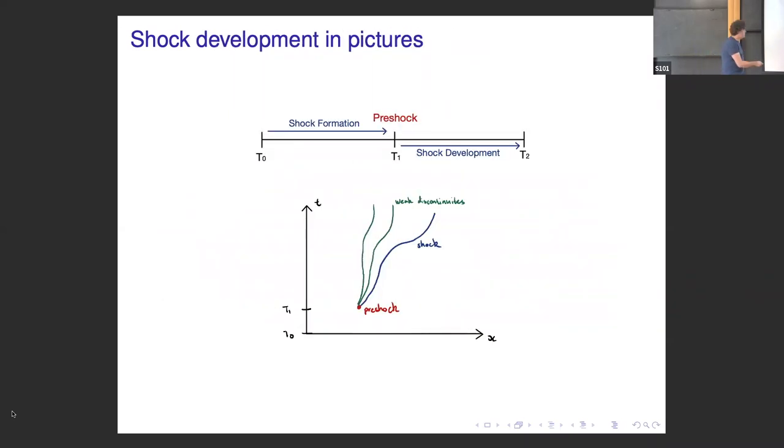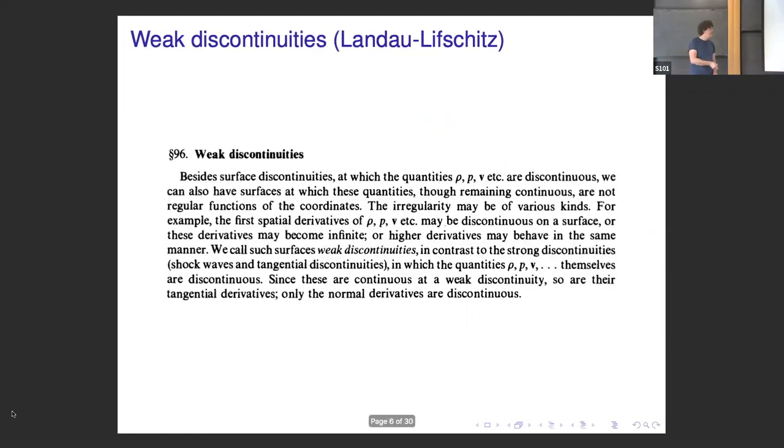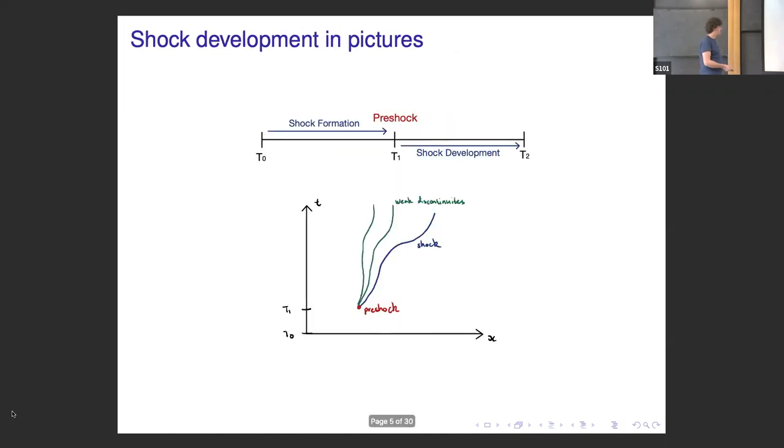Okay, so this is in time, this is in space. So this is one spatial dimension. A pre-shock will form, and then you have a shock, and then you have another two lines here, which will be the weak discontinuities. And this remains mysterious for now. And everything will be smooth up to that time, right? Up to that time, everything is smooth.